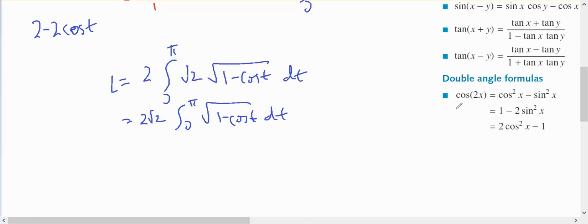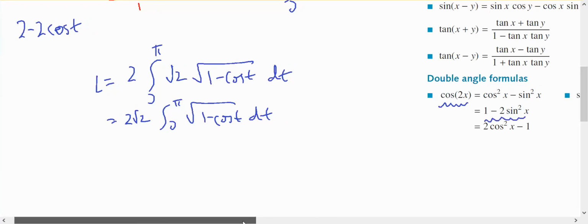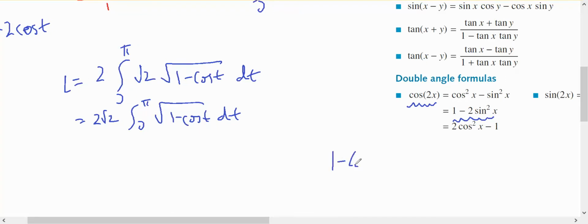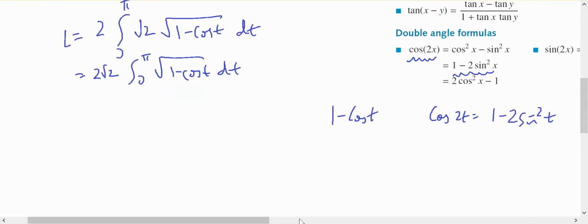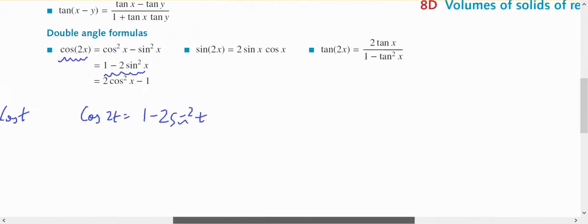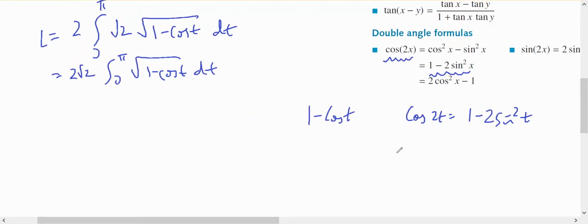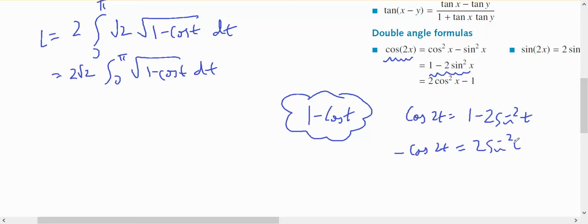But what I might like to do is use this and try and do a substitution that might work nicely. So I've got 1 minus the cos of t. And I know that the cos of 2t equals 1 minus 2 sine squared of t. Oops, which means if I made this negative cos of 2t, so I'm trying to build up this, that should equal 2 sine squared of t minus 1. So I've just multiplied by negative 1.